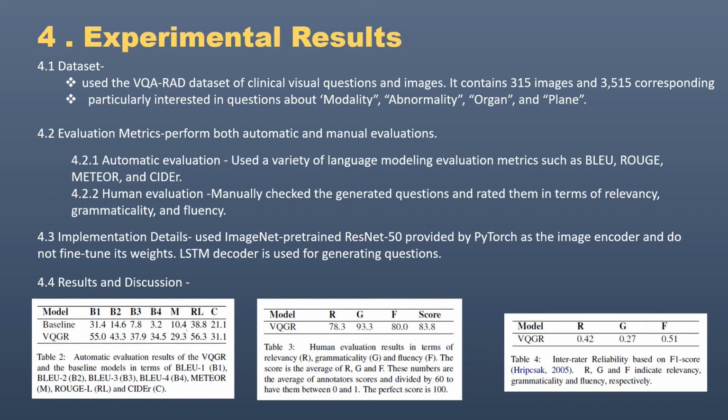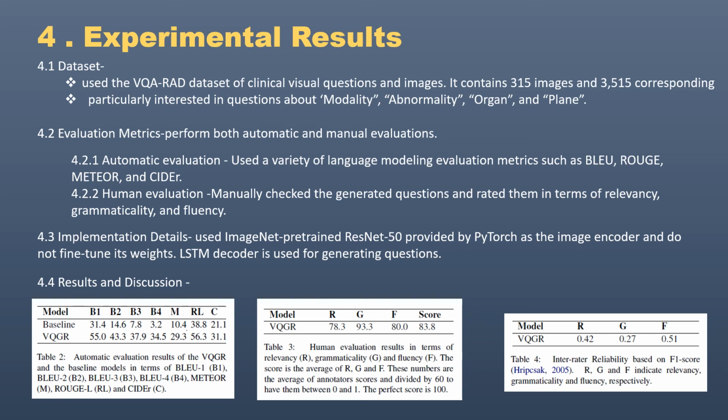Next, evaluation metrics, performing both automatic and manual evaluation. Number one, automatic evaluation. Number two, human evaluation. Number one, they used a variety of language modeling evaluation metrics such as BLEU, ROUGE, METEOR and CIDEr. Second, they manually checked the generated questions and rated them in terms of relevancy, grammar and fluency.